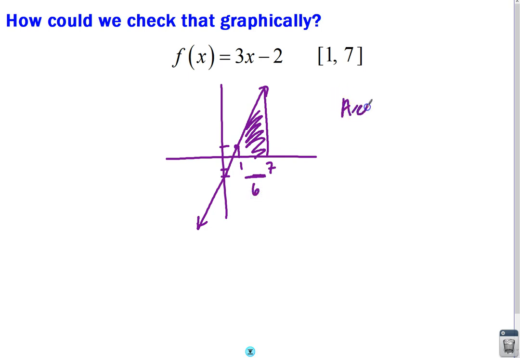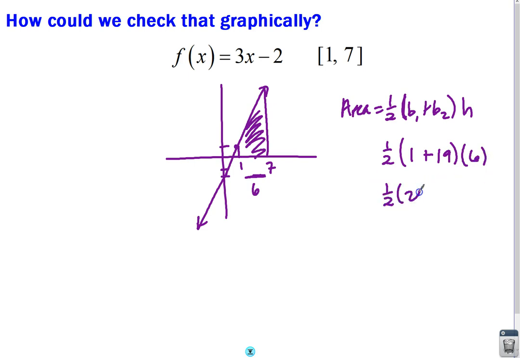So remember, area equals 1/2 times base 1 plus base 2, sorry my computer's a little glitchy, times h. B1 is when I plug in a 1, so 3 times 1 minus 2 is 1, plus 3 times 7, so 21 minus 2 is 19, times the height of 6. So I've got 1/2 times 20 times 6. This works out to also be exactly 60. So you could check the area for a linear function like this very simply using a geometric shape.